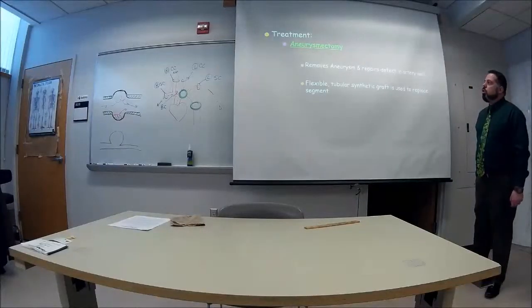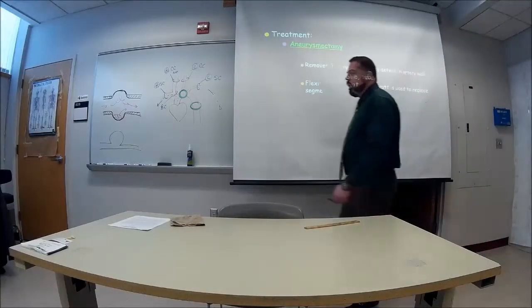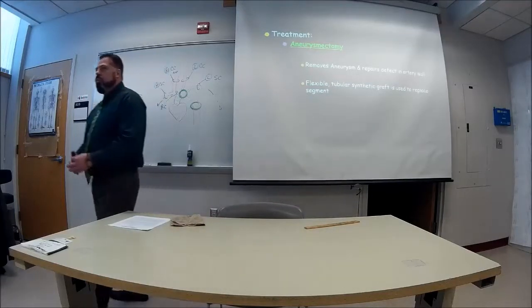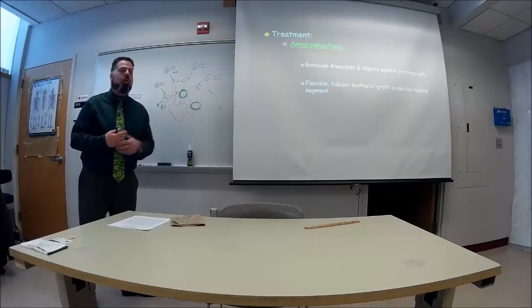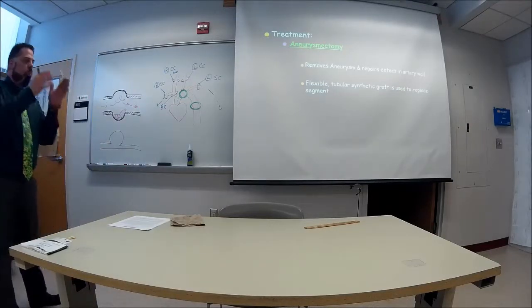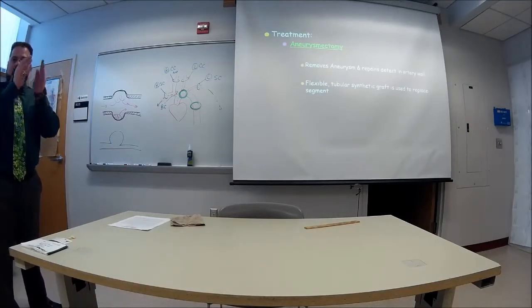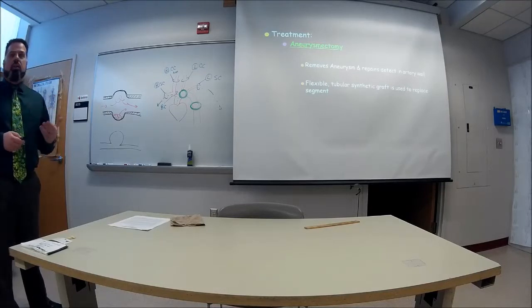All right. So the treatment for aneurysms is to remove them if you can. There are a few different ways you can do that. You remove the aneurysm and try to repair that arterial wall. We'll put in some sort of synthetic tubing in the place of it to replace that segment.